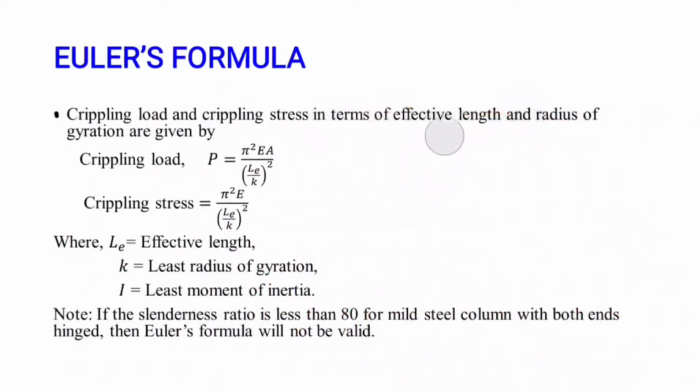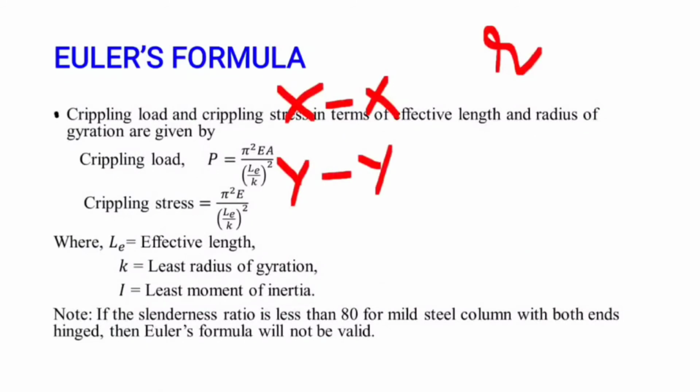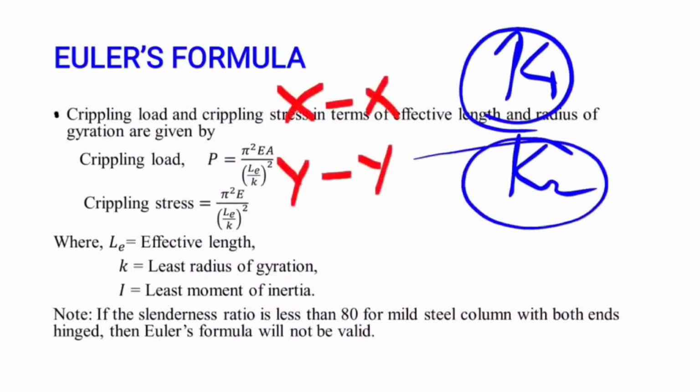Here the terms are LE is the effective length, K is the least radius of gyration, I is the least moment of inertia. We can take least radius of gyration for XX and YY. We have least radius of gyration K1 and K2, and whichever is low we can take for our calculations. That is the least radius of gyration.